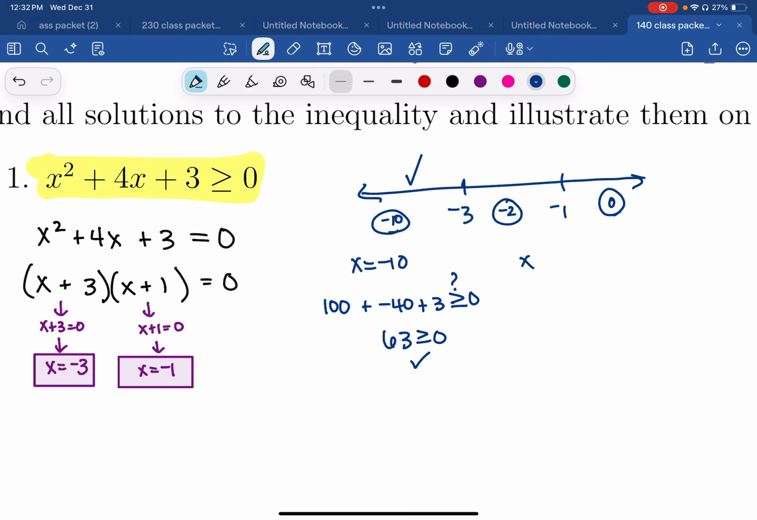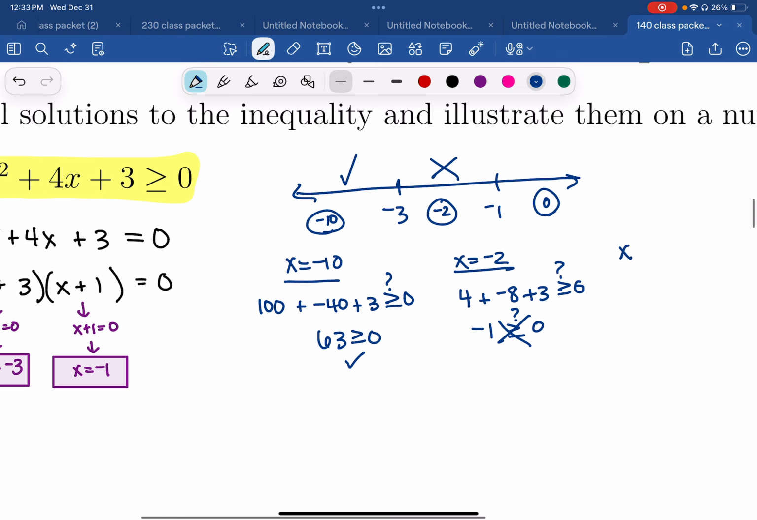If we plug in x equals negative 2, what happens then? Well, negative 2 squared is positive 4, plus 4 times negative 2 is negative 8, plus 3. Is that greater than or equal to 0? Well, 4 and 3 is 7, plus negative 8 is negative 1. So is that greater than or equal to 0? No, it is not. So we do not want that middle section. And then lastly, we want to plug in 0. And you have 0 plus 3 is greater than or equal to 0. And that's 3 is greater than or equal to 0. Is that true? Yes. So we want this section.